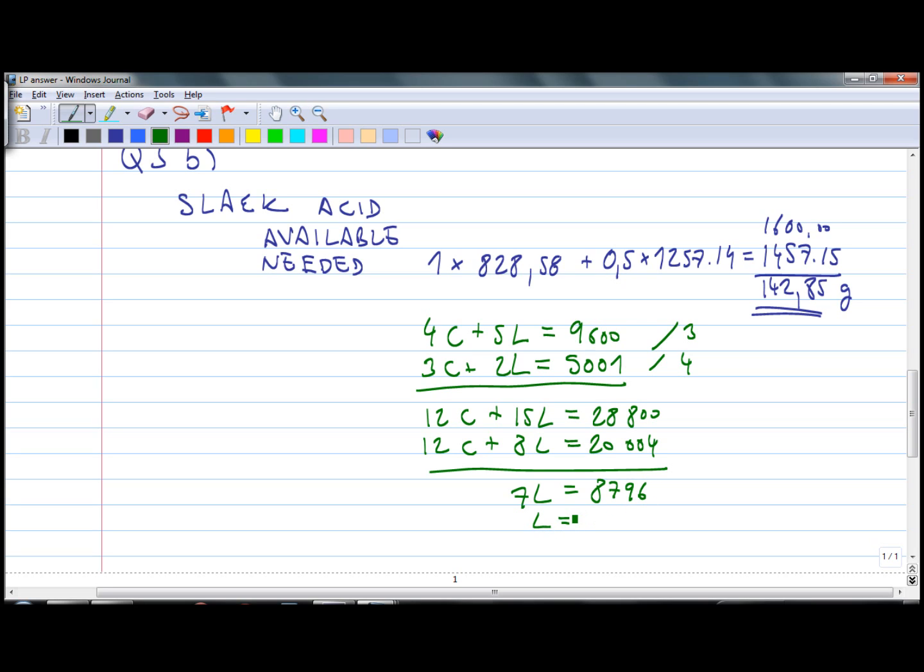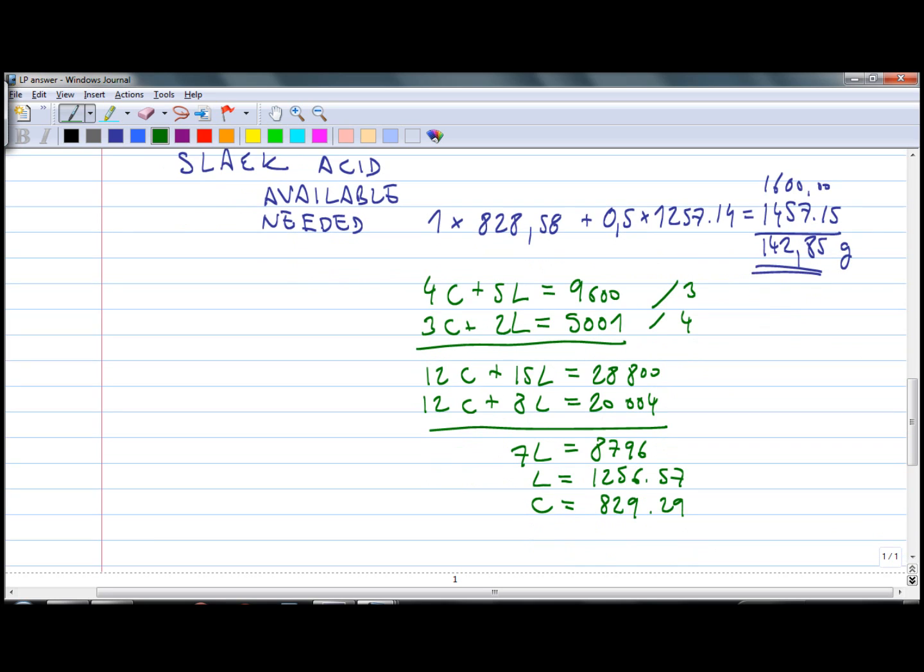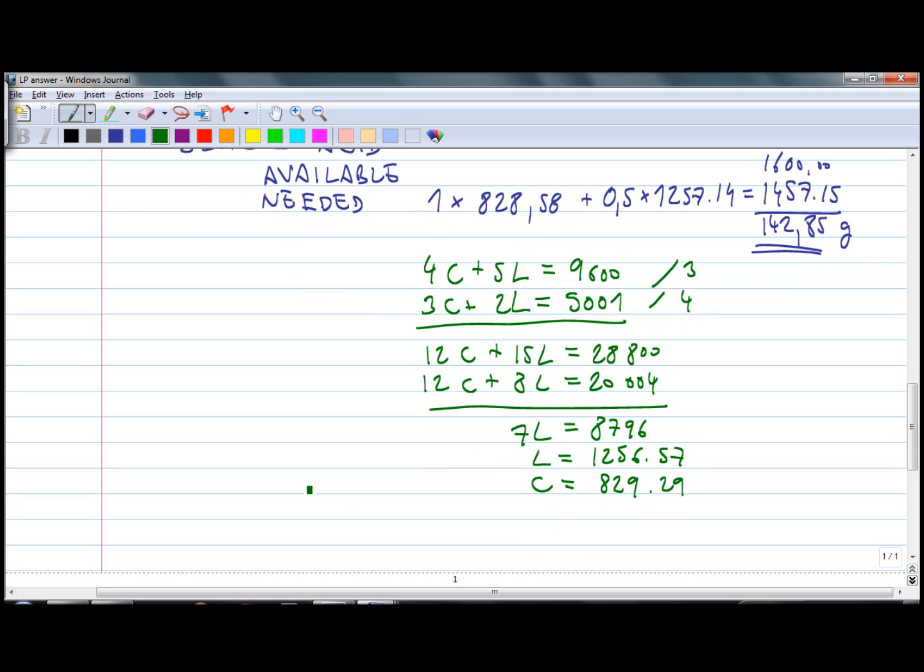Therefore L must equal 1256.57, and substituting into the first equation, C will equal 829.29. Now we need to calculate the new revised contribution, so that is 9 times C plus 8 times L, and that equals 17,516.17.